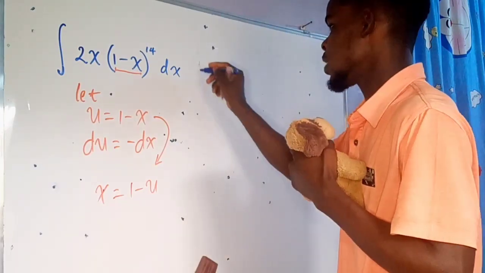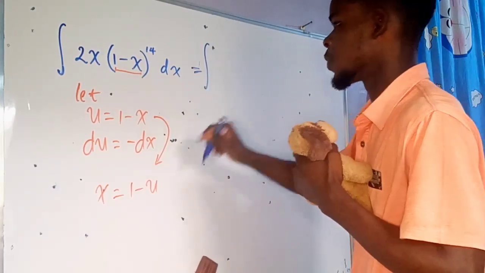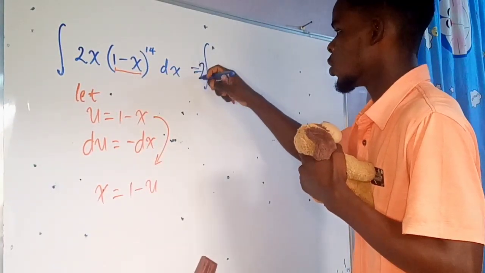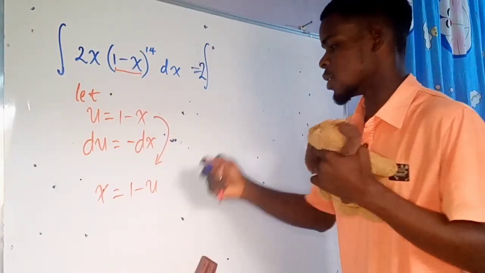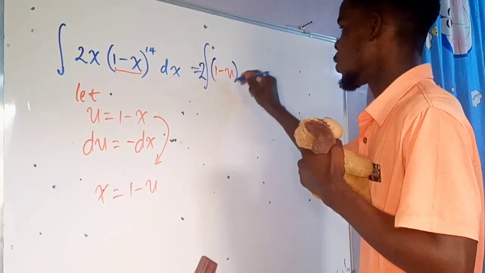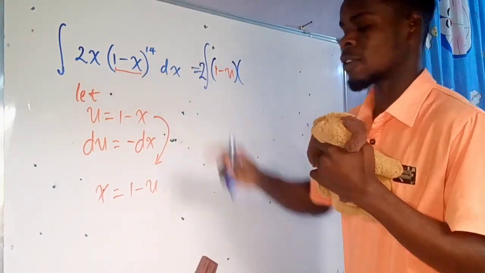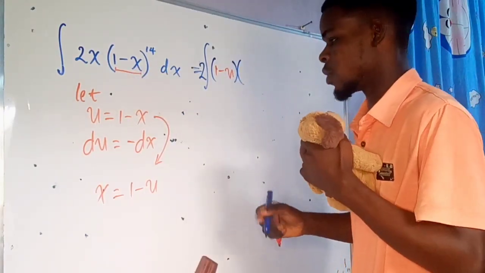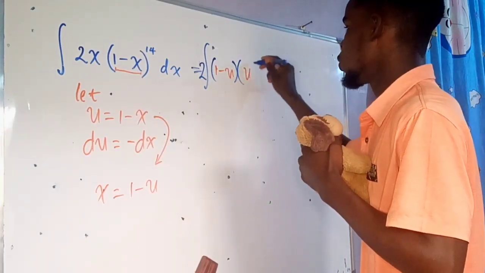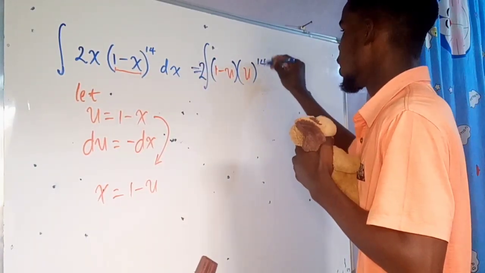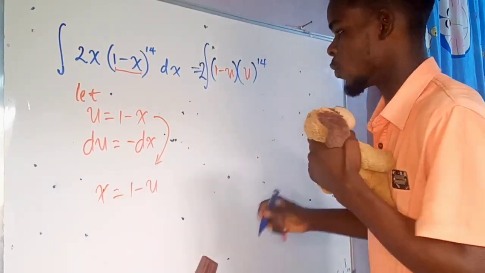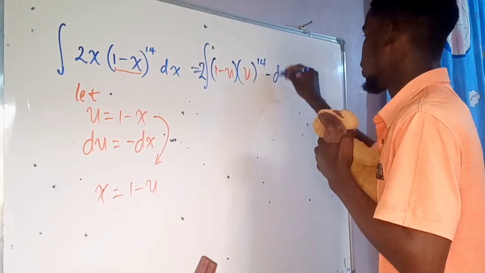All right, so that tells us that this integral will become, well, 2 times, maybe I can put the 2 out front, right? X, well, x is 1 minus u. So in place of x, I just put 1 minus u, right? And then inside the bracket, we have 1 minus x, which is said to be u. And then we're going to have to raise that to power 14. And in place of dx, we're going to have negative du, just from this equation here. So maybe just put it down there as negative du.